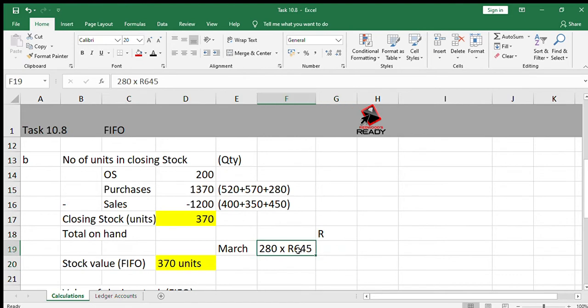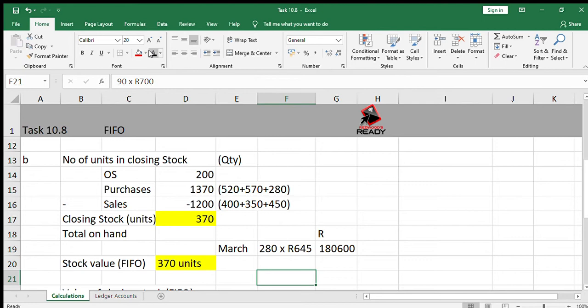Now the value you multiply by is the 620 Rand per unit plus the carriage of 25 Rand per unit. In some questions you can calculate the carriage separately, but here it's easy enough to do together. So instead of 620, we will say 620 plus 25, which gives us 645. That will give us our answer of 180,600. Now the stock on hand is 370 units. We got 280 from March. We still need a further 90 units.